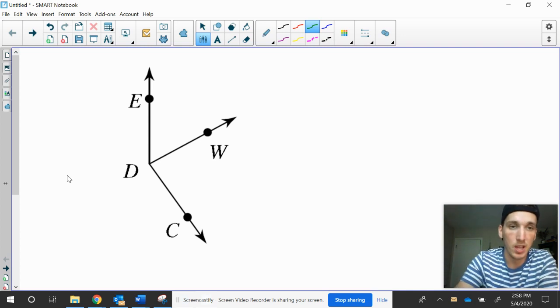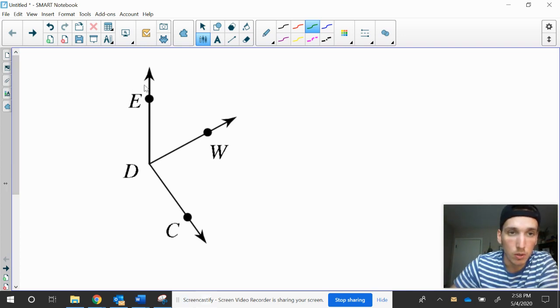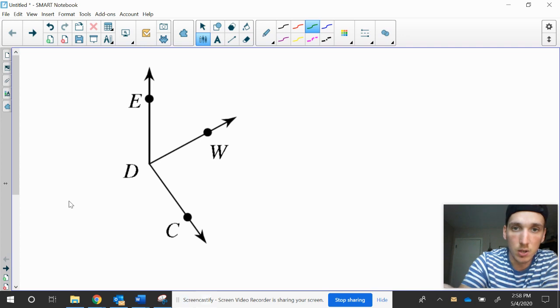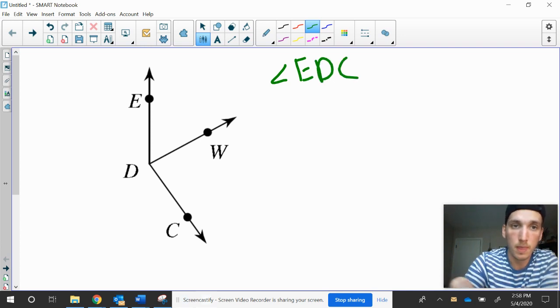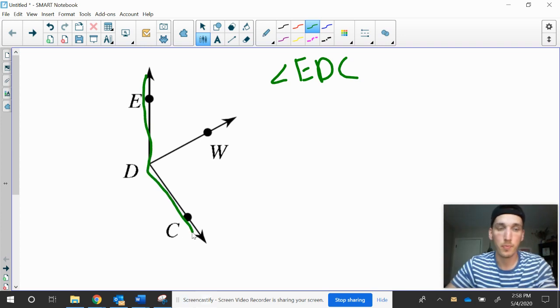Here's what I mean. Let's name this big angle right here. You're going to follow the letters. This is going to be angle E D C, and that is this angle right here. You go in order, and that middle letter, that D, needs to be the vertex of the angle, the point of the angle. There's that big angle.